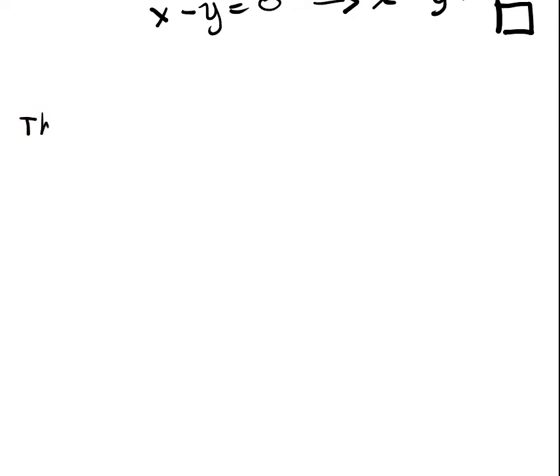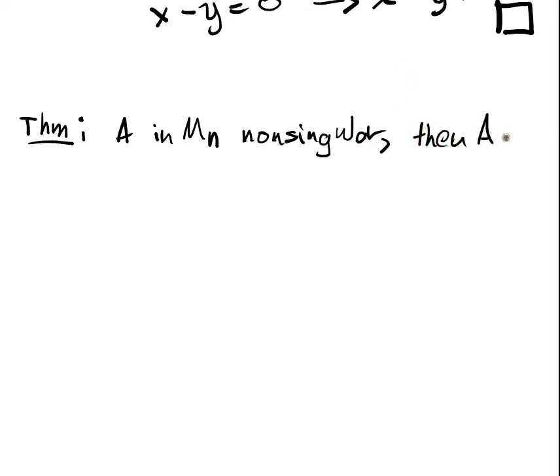But so, theorem: if A is an n by n non-singular matrix, then A is invertible. So if we combine this theorem and the last theorem, we get that A is non-singular if and only if A is invertible, which is really nice. Proof.